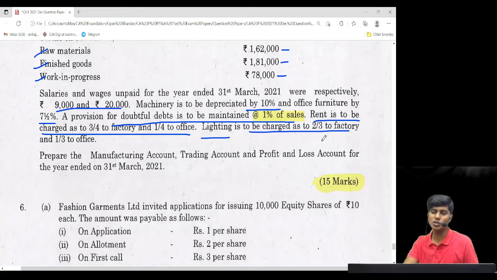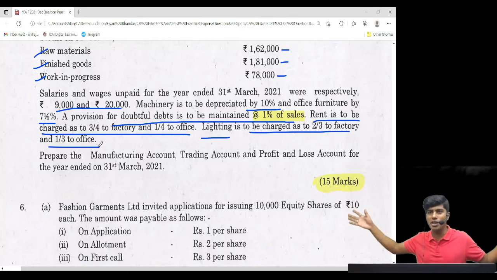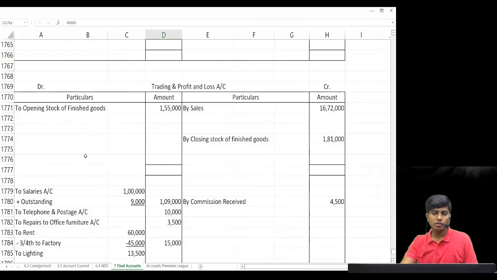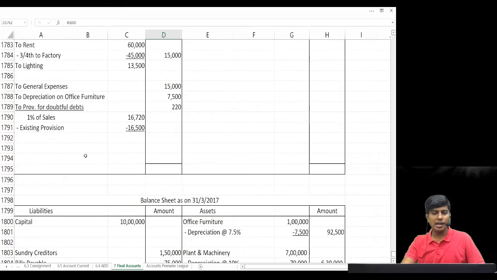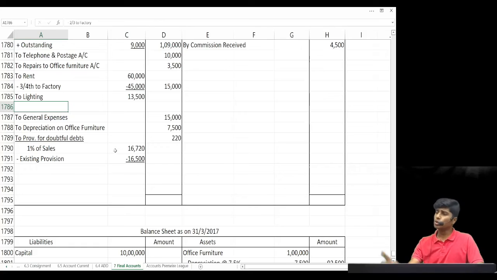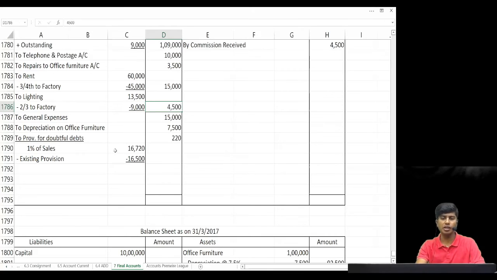Lighting is to be charged 2/3 to factory and 1/3 to office. The factory will be a big space and the office a small space, so more electricity lighting is required in the factory. Yes, 2/3. We've written lighting in P&L, 13,500. 2/3 will go to factory, so we'll eliminate 2/3 here. How much? 9,000. What will remain here? 4,500. This 9,000, shall I write in the manufacturing account debit side?